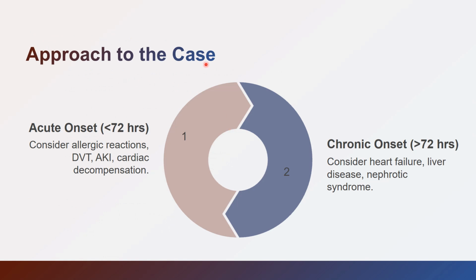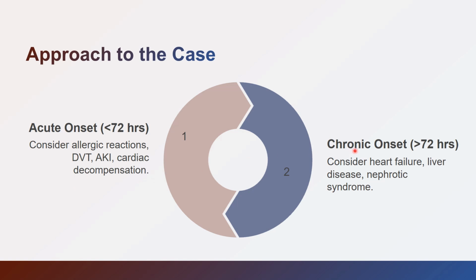Now come to the approach to the case. When you approach the case, you have to see the onset of edema. If it is less than 72 hours in duration, this is known as acute onset of edema, and acute onset can occur in allergic reactions, deep vein thrombosis, acute kidney injury and cardiac decompensation.